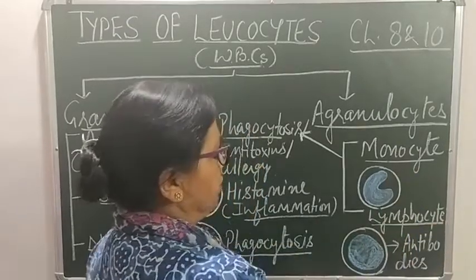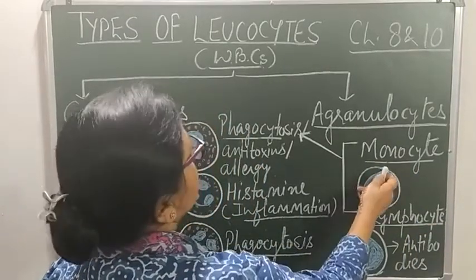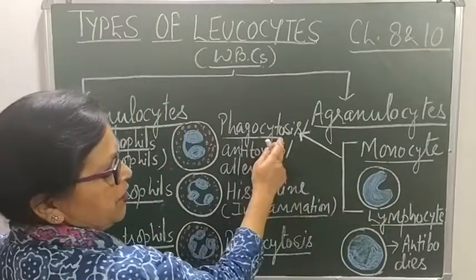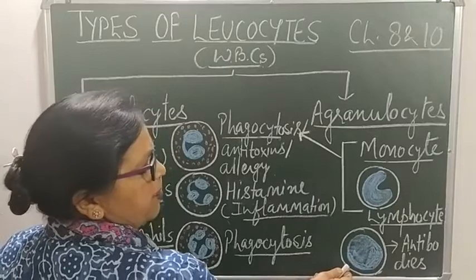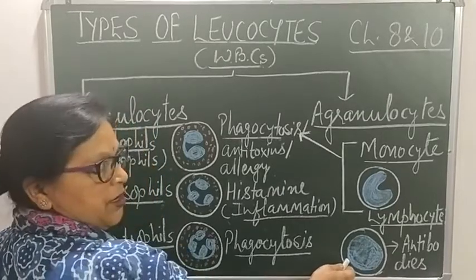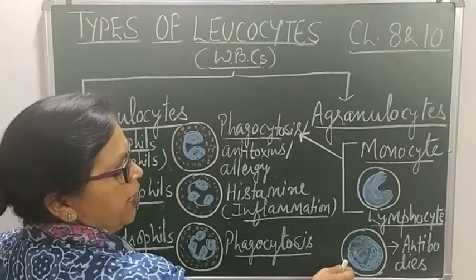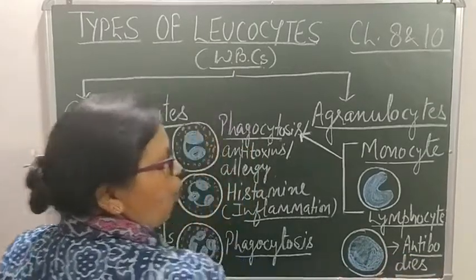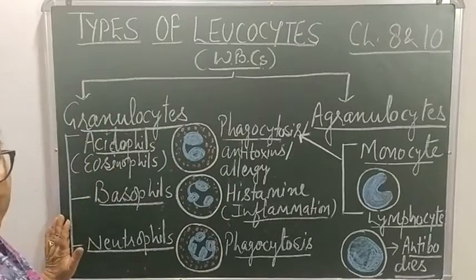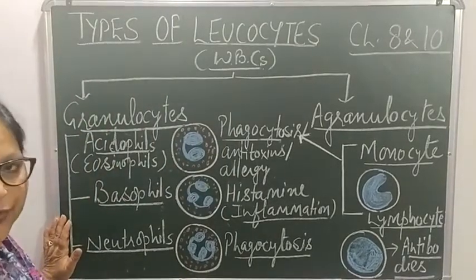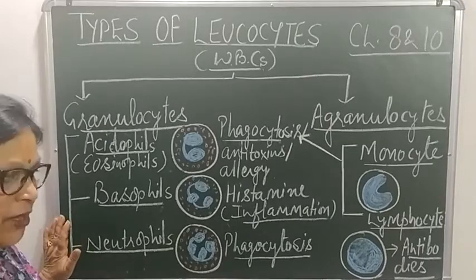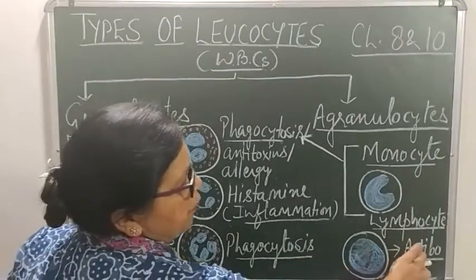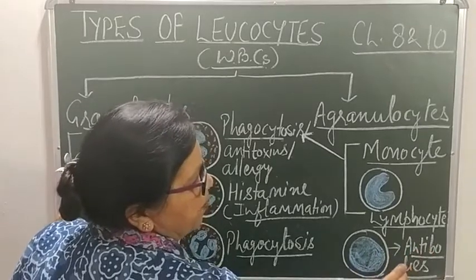Now see their function. Monocytes again eat germs by the process of phagocytosis. And lymphocytes are mainly present in the lymph nodes, and their function is to produce antibodies. When we get vaccinated, our blood, that means the WBCs, produce antibodies.